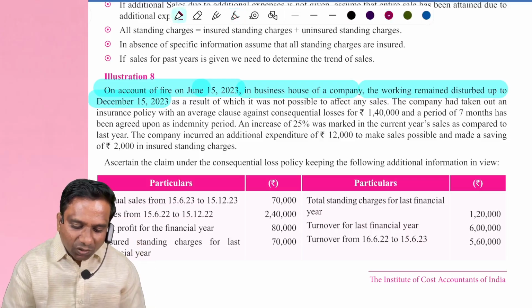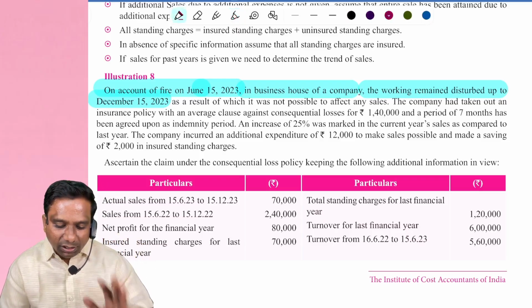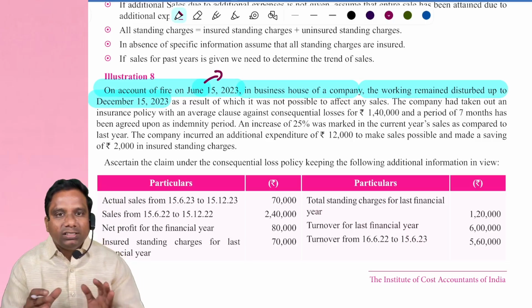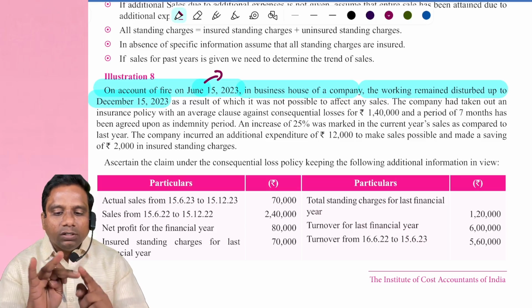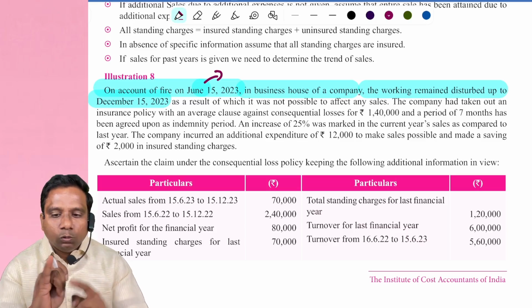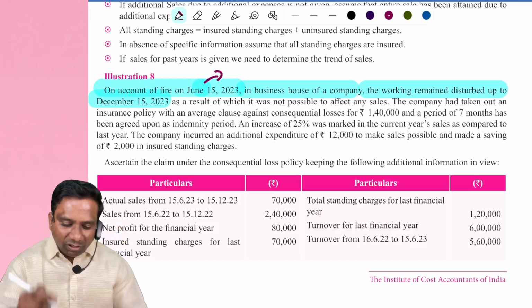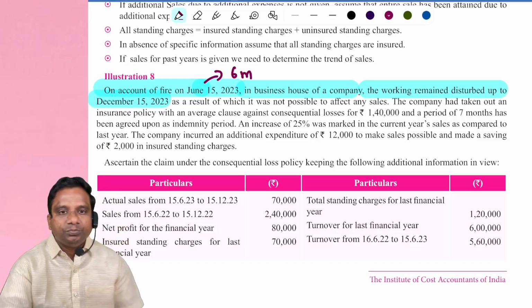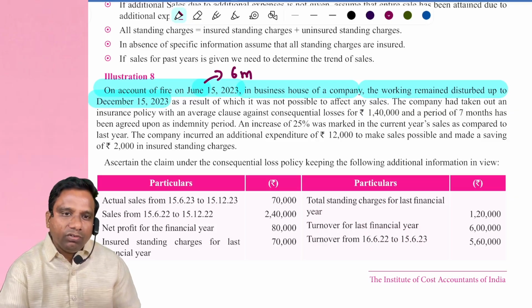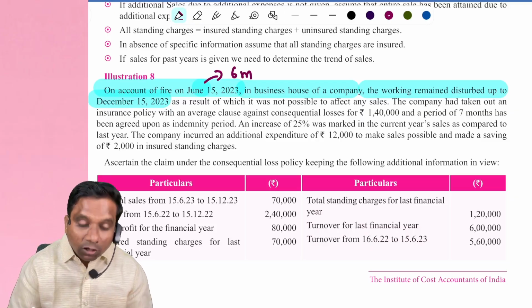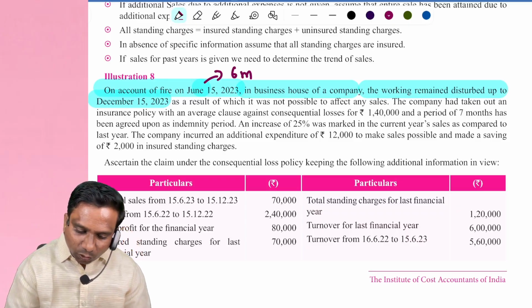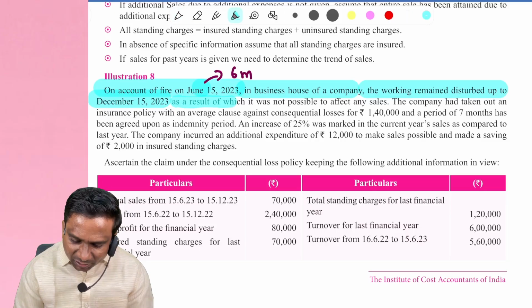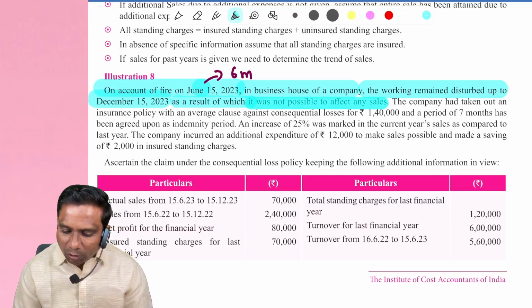First, calculate how many months the business disruption period is. Disruption period from June 15, July 15, August 15, September, October, November, December 15. Means 6 months. From June 15 to December 15, how many months? 6 months. Okay. Now, this 6 months we have to compare with the indemnity period also. Now check. As a result of which, it was not possible to affect any sales.